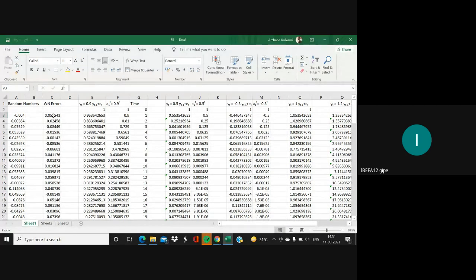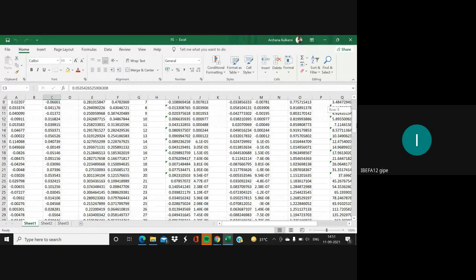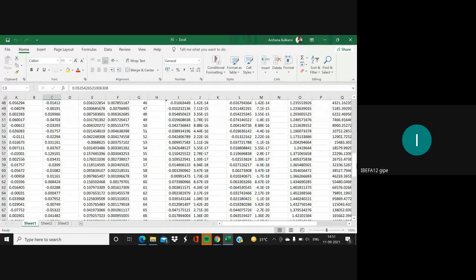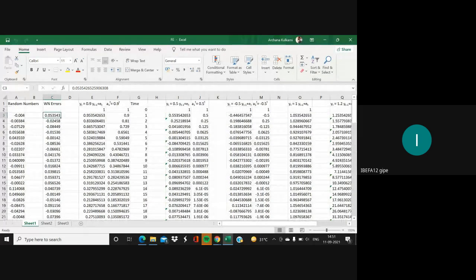Now, I've saved the numbers because otherwise this keeps changing. Right now it's not changing, but otherwise if you leave it as it is, it keeps changing. So I saved this particular set of white noise errors. I generated about 100 white noise errors this way, with a mean of 0 and some constant variance.